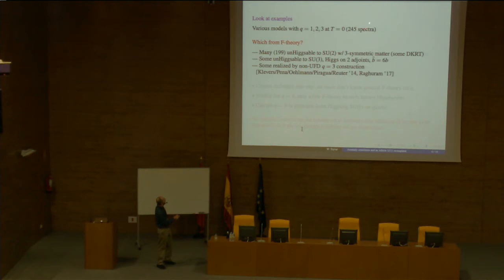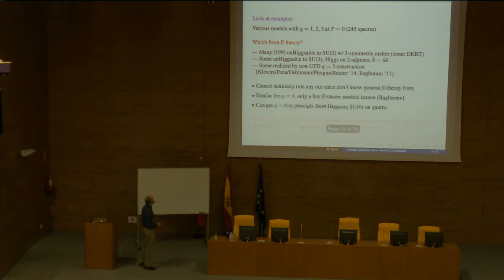So of these 245 spectra, more than half are realized in F-theory in some way we understand, but for the other ones, we don't even know which are realizable in F-theory and which aren't. There are none of them that we can definitely rule out, because we don't really understand either the most general SU2 or the most general non-UFD Q equals 3 construction.